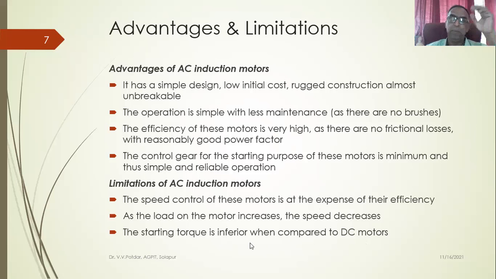त्यामुळं जिथं मला immediate किंवा higher starting torque पाहिजे, immediately सुरू केल्या केल्या लगेच मला एखादी मोशन पाहिजे असेल, higher starting torque पाहिजे असेल, तर I should go in for DC motor instead of AC induction motor. If my starting torque requirements are higher, I should prefer DC motor. If my running torque requirements or load torque requirements are higher, I can go in for induction motors or synchronous motor.